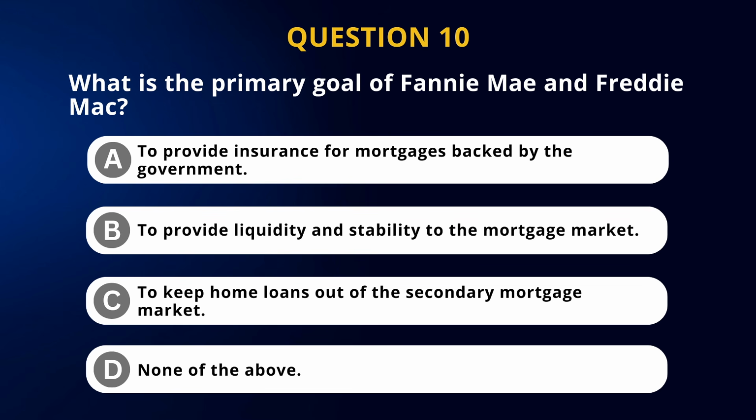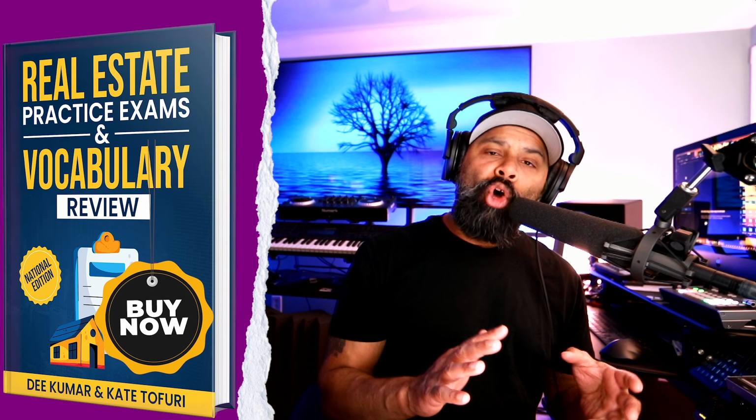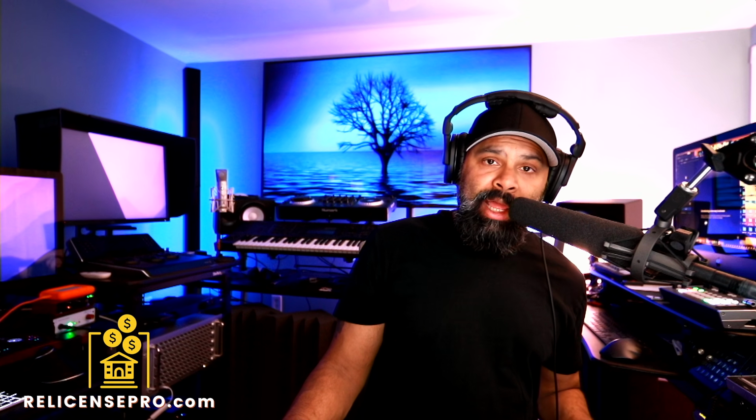And the answer is letter B, to provide liquidity and stability to the mortgage markets. Okay, so Fannie Mae stands for the Federal National Mortgage Association, and Freddie Mac is the Federal Home Loan Mortgage Corporation. Those are two things you definitely want to know. Fannie Mae is the larger of the two. They're both secondary mortgage market players. So what they do is they buy loans from the primary mortgage market, the primary lenders, and then they take those loans and bundle them together, and they make giant pools of loans, and they slice them all up and sell off pieces to investors, and they create something called mortgage-backed securities.